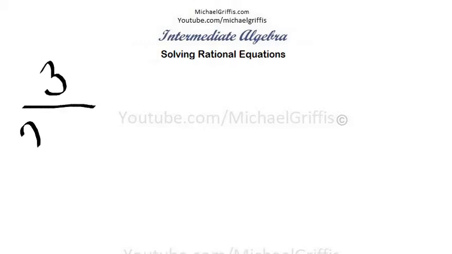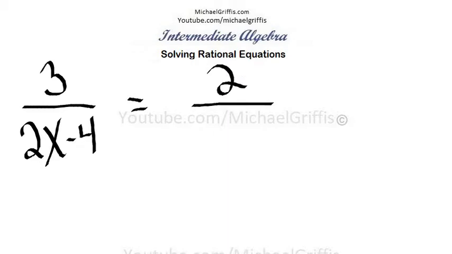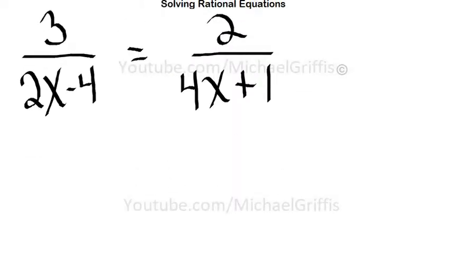3 over 2x minus 4 is equal to 2 over 4x plus 1. So the thing to do is we got to transform this thing into a linear equation. And the best thing to do is multiply, just like we did in the previous problem.